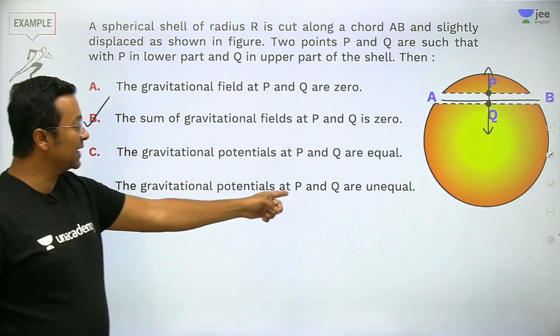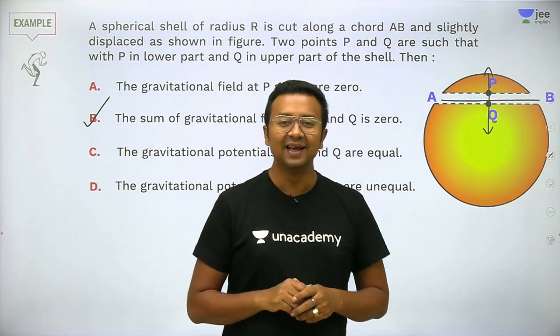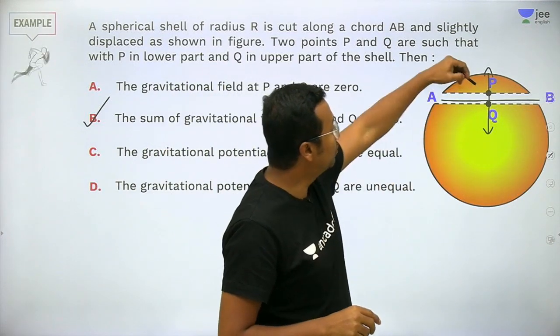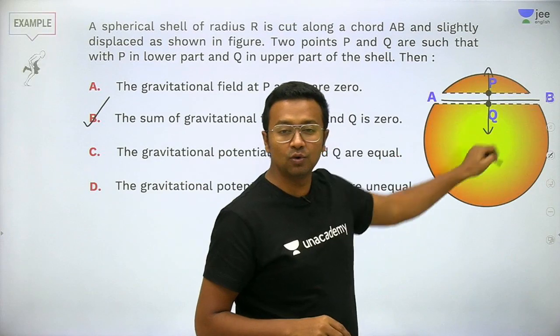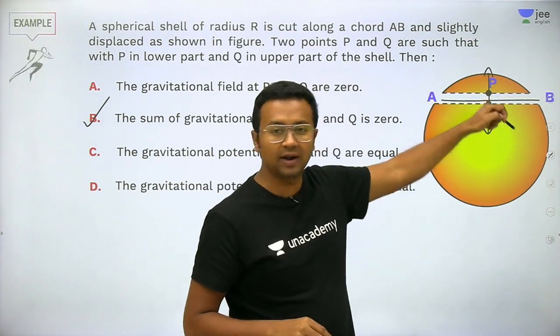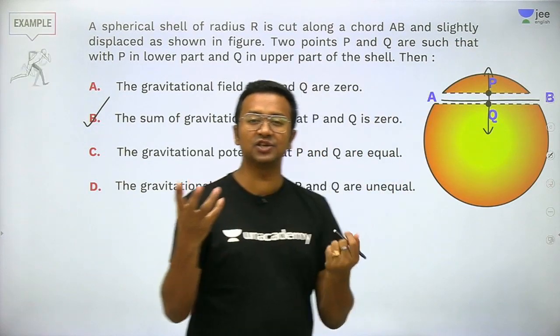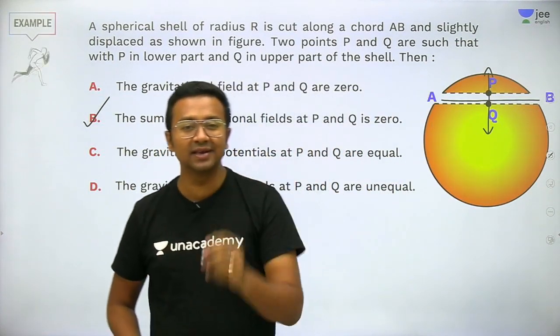The gravitational potentials at P and Q are unequal. Why exactly? See, potential is a scalar quantity. So potential at point P is due to all the upper masses. Potential at point Q is due to all the lower masses. We can see the upper mass is less as compared to the lower mass. So the potentials are what? Unequal at points P and Q. I hope everybody has got it.